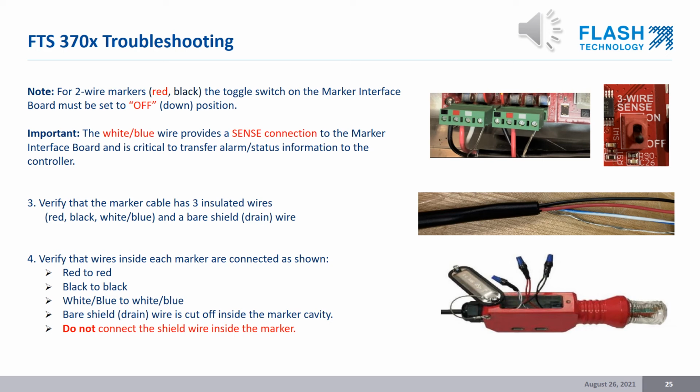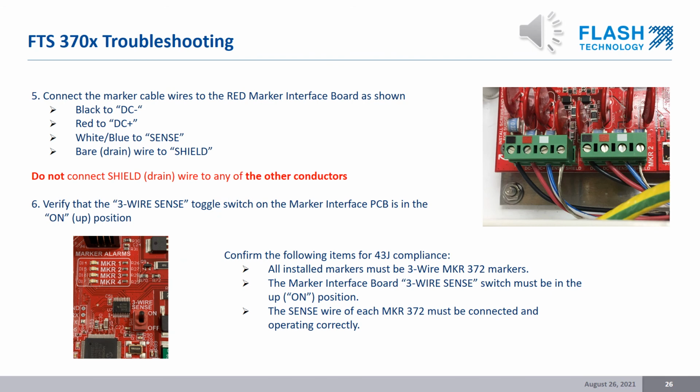Step number 4. Connect each wire in the marker as shown. Step number 5. Connect the marker cable wires to the red marker interface board as shown. Please do not connect the shield or drain wire to any other conductors.